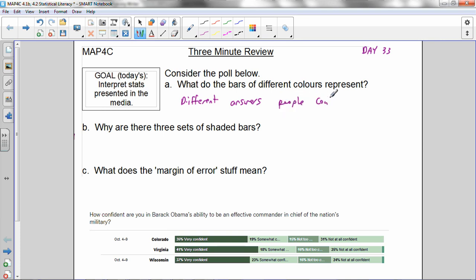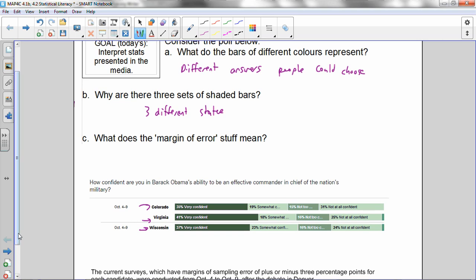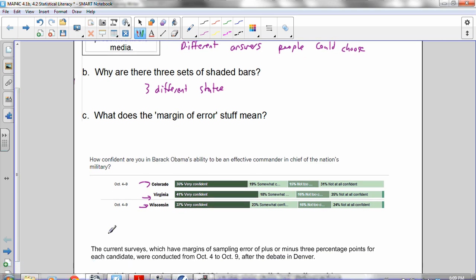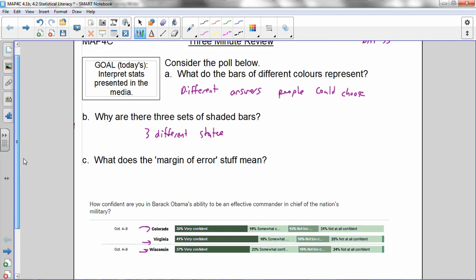People could choose some sort of survey or phone poll, something like that. Why are there three sets of shaded bars? Well, the three sets of shaded bars represent the different states: Colorado, Virginia, and Wisconsin. And the entire poll is in this website down here. This was right before the last presidential election, not too long ago.